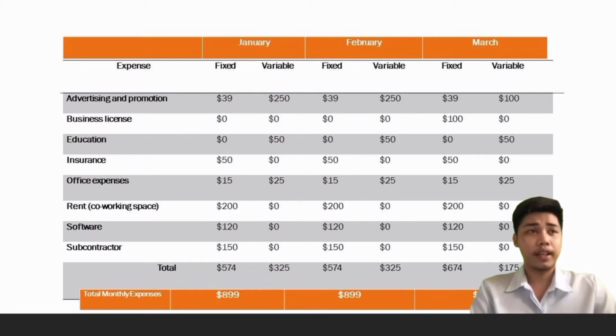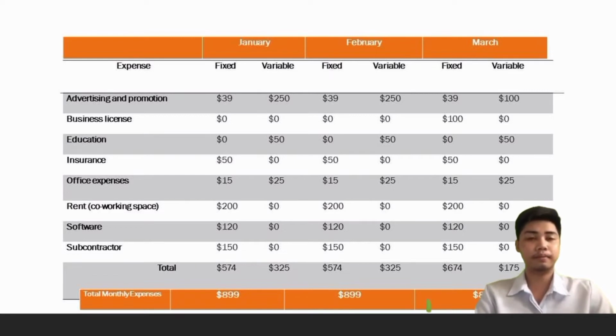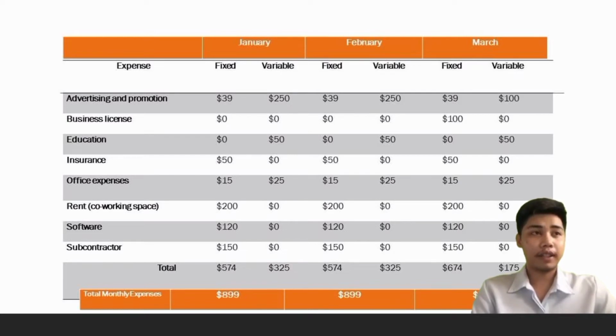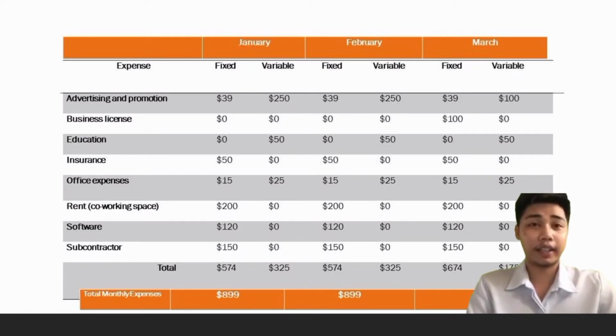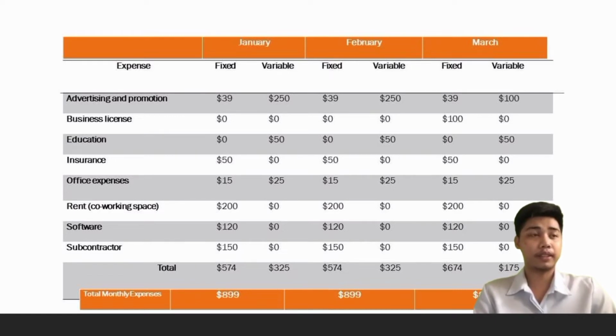So the total expense in the month of January is fixed $574 and variable $325. In the month of February, the total expenses are $574 fixed and variable $325. In March, the total expenses are fixed $674 and variable $175. So the total monthly expenses overall in January is $899, in February $899 as well, and in March $849.